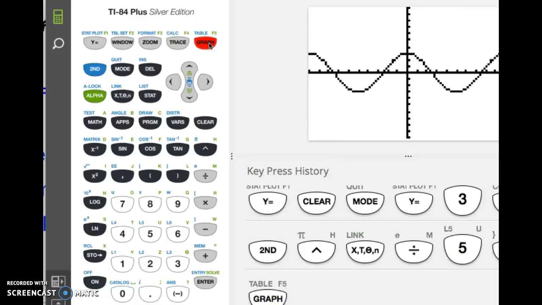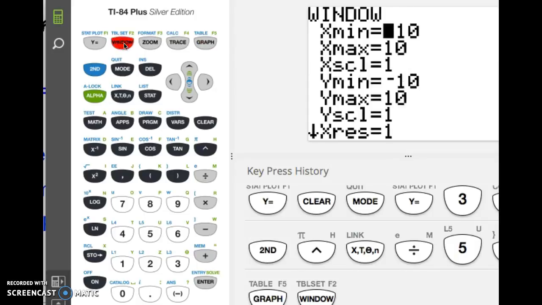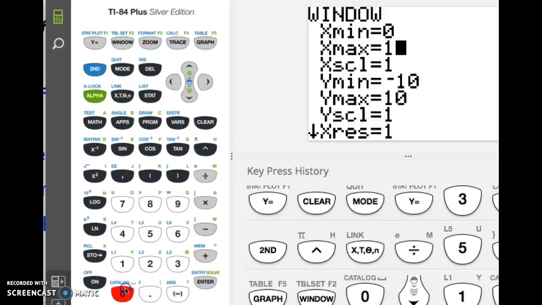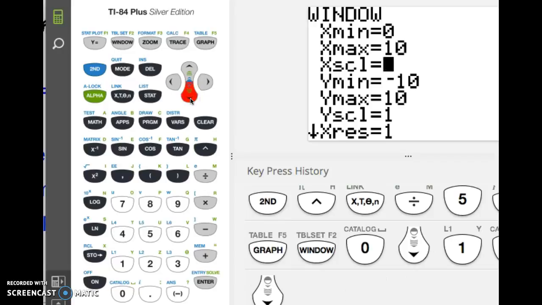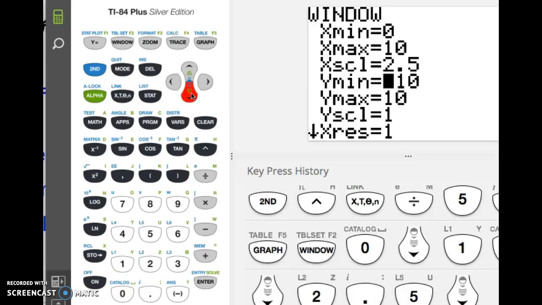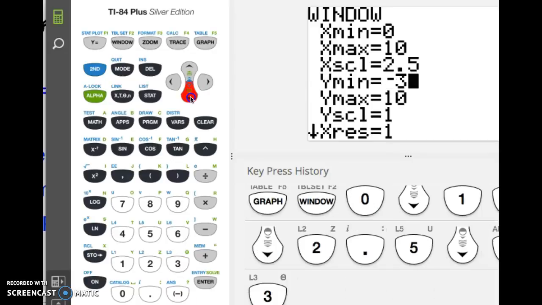Okay, if you hit graph, it won't mean much to you. What you've got to do is go up to your window. So I'm going to hit window, and I'm going to type in what I found my information to be. So I started with an x value of 0. I ended with an x value of, let's see, 10. Think about it for a minute. Okay, I was counting by an x value of 2.5. My smallest y value, my graph went down to -3. And it went up to +3.